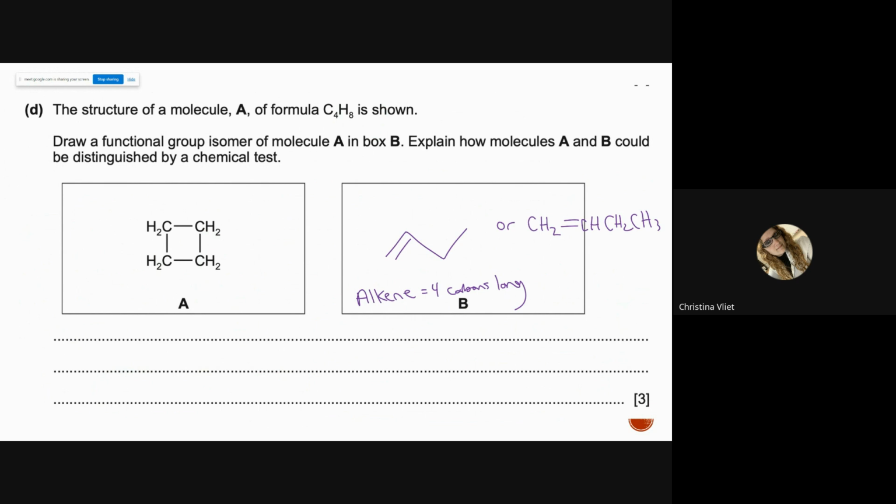So that's one mark out of the 3. It says, yeah, there's a second part. You got to keep reading. That was the first part.